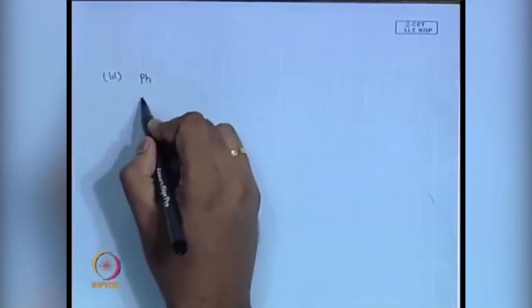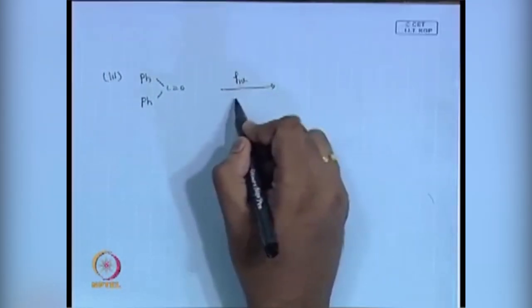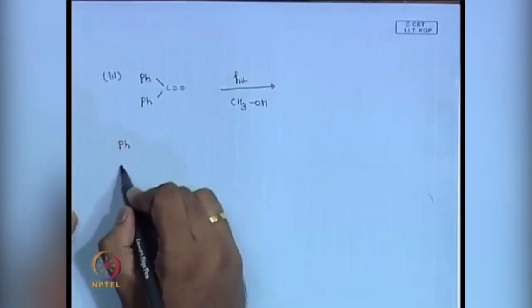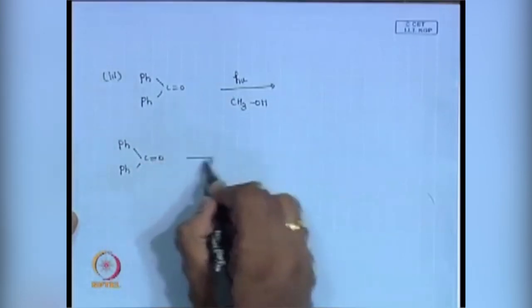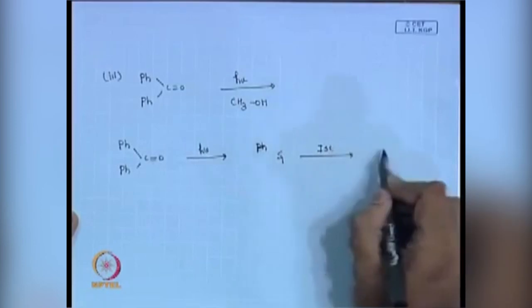Fine. Now, the same reaction if I carry out in the presence of methanol, then we are getting hydrogen abstraction. If I have benzophenone and do it in presence of methanol, most of the time you carry out photolysis in toluene. There are some exceptional cases, like in methanol, aqueous methanol, where we do photolysis. You know this part: you get to singlet, then it undergoes a nice intersystem crossing to give you a triplet radical.